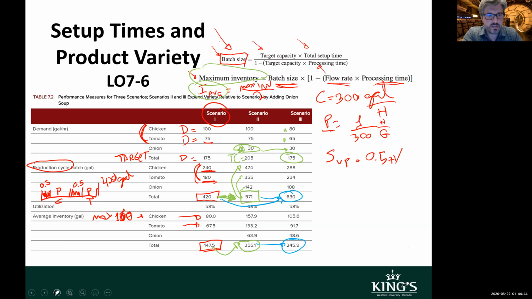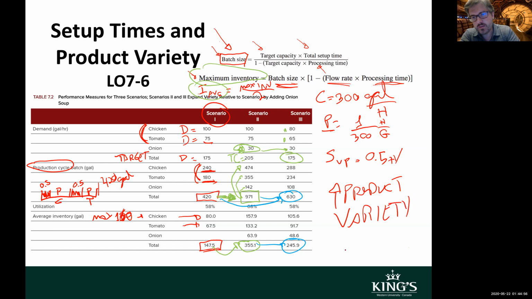So as you can see, the big takeaway from this is that by increasing product variety, you are also increasing inventory, right? You're increasing your batch size.